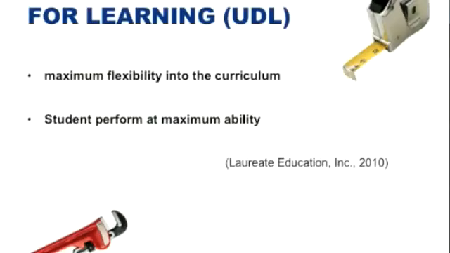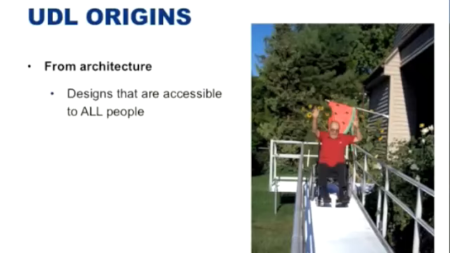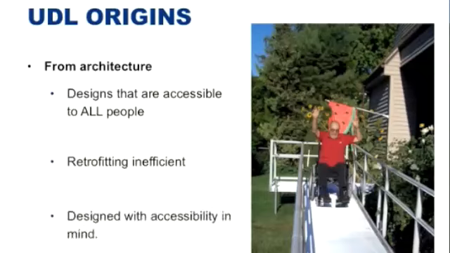UDL was designed to build maximum flexibility into a curriculum and to provide every student with the maximum ability to do well. So where did it come from? Well, originally, UDL came from architecture. Architects found that they had to design buildings that allowed access to all people. They found that retrofitting was both inefficient and expensive and was often very ugly. This gave rise to the ideas of designing the original building with access in mind. Some examples of this include things like ramps, elevators, doors that open automatically, and special adaptations for the visually impaired.